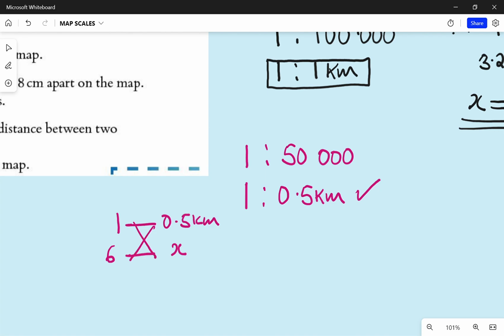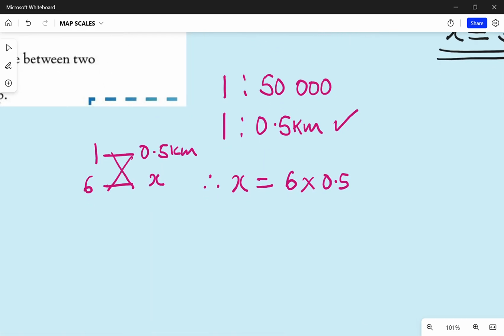So x is equal to 6 multiplied by 0.5. Now I'm going to have something like 3, isn't it? 6 multiplied by 0.5 is going to give us 3 as our solution. So this is going to give me 3 kilometers. So the length of the river in kilometers is going to be 3. That is going to be my answer.